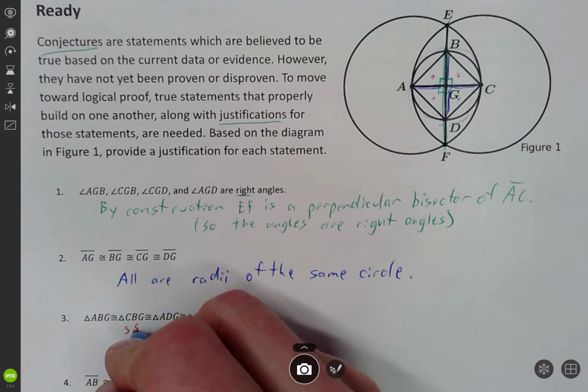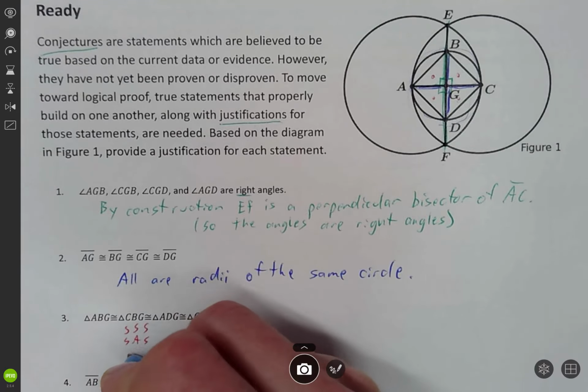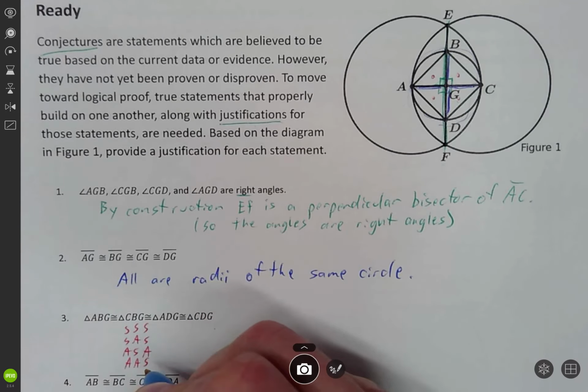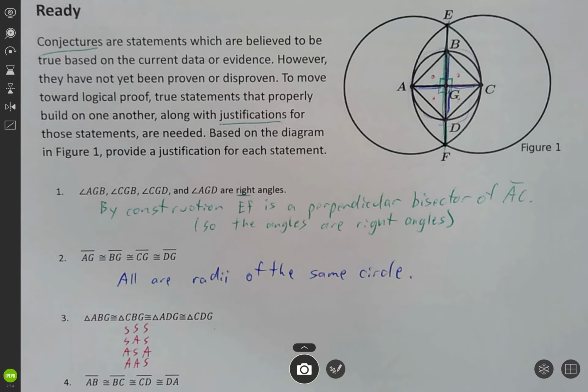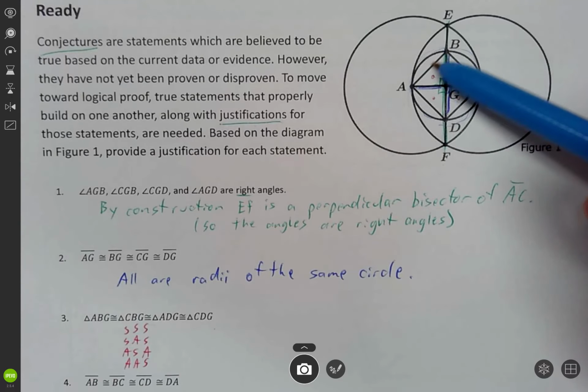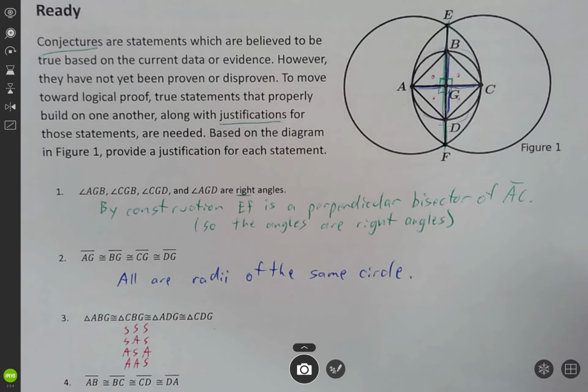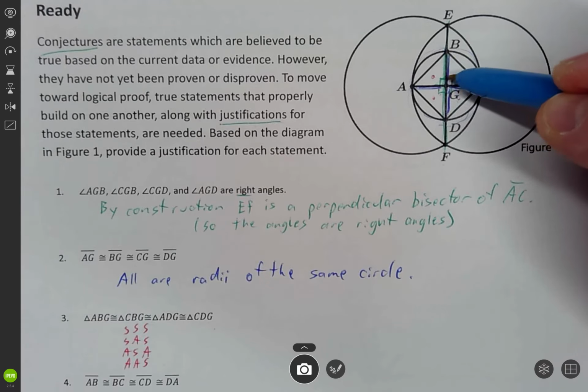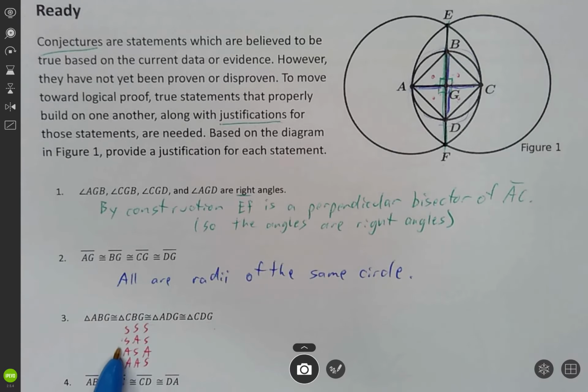We need side, side, side, side, angle, side, angle, side, angle, angle, angle, side, or hypotenuse leg. And actually, hypotenuse leg might come in here because it is a right triangle, but in this case, we don't know anything about the hypotenuses. So, what do we know? Well, we know that they all share an angle. So that means one of these bottom three is a good candidate because they all require an angle pair.